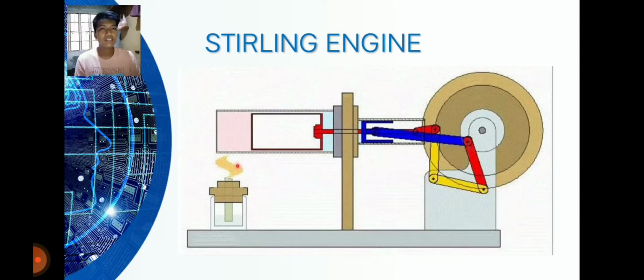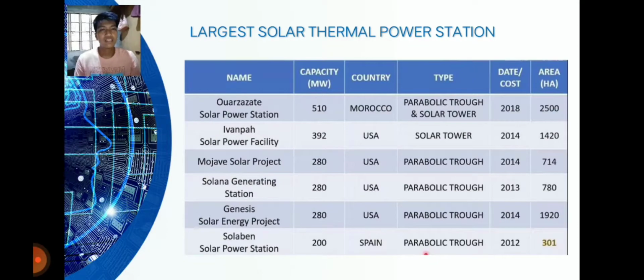Next is, ito yung Stirling engine. So yan. The largest solar thermal power station. So yung pinakamalaking thermal power station is Port Said Solar Power Station. So may capacity 510. Then the country is Morocco, the type parabolic trough and solar tower. Date cost is 2018, area is 2,500.